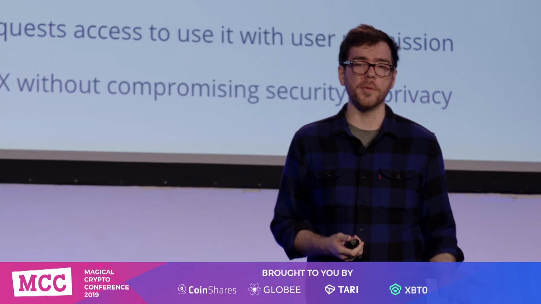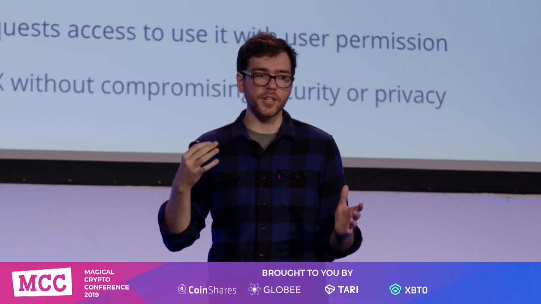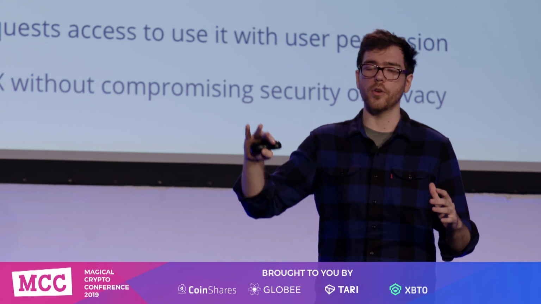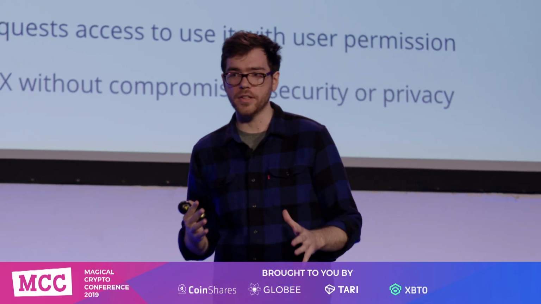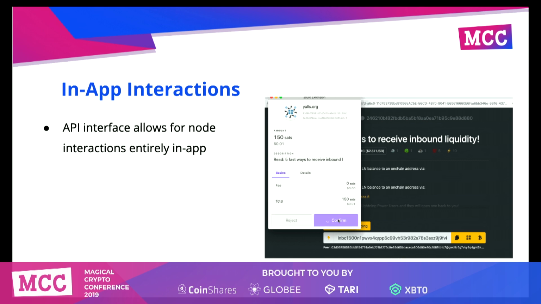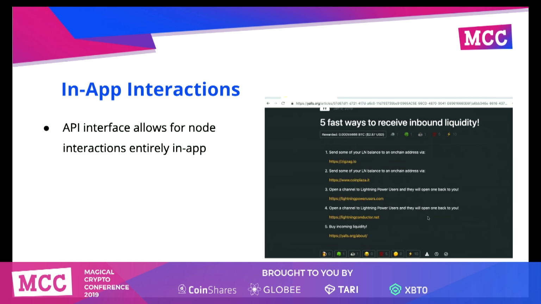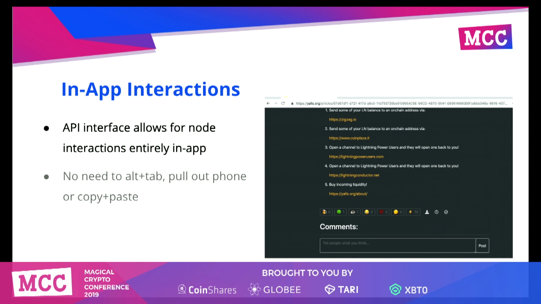You need to ask for permission to make payments. You can't just do it right away. And it's not a direct connection to the node. It runs through your browser, which keeps some privacy intact. So what we get out of this, well, for starters, in-app interactions. So the idea here is that you can see a payment being made. And this is happening entirely in the app through an API interface rather than kicking around URLs or QR codes. And it's a much more instantaneous experience.